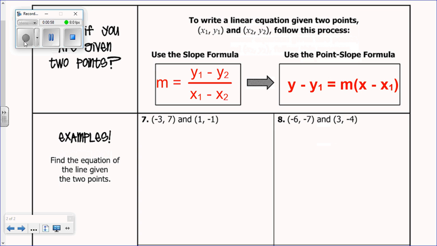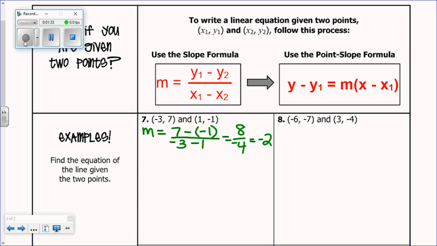All right, so in this example 7, the first thing we're going to need to do is actually find the slope between these 2 points. So we're going to fill it in. Slope equals subtract the y values over subtract the x values. So we know that 7 minus a negative 1 is 8, and then negative 3 minus 1 is negative 4. And then we always simplify. So 8 divided by negative 4 is negative 2. So now we have the slope of negative 2.